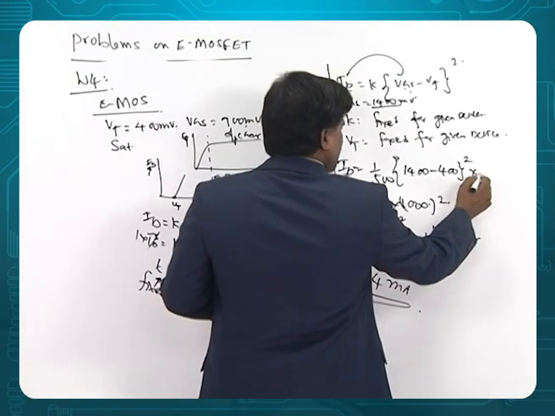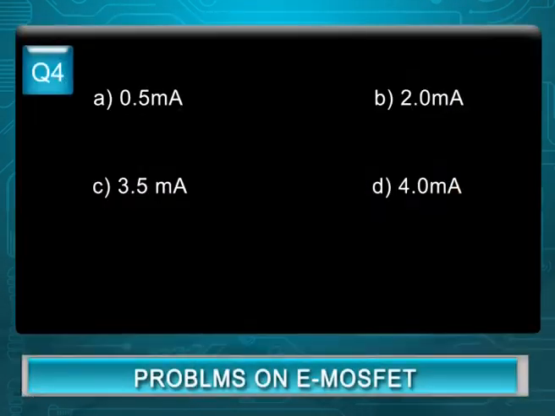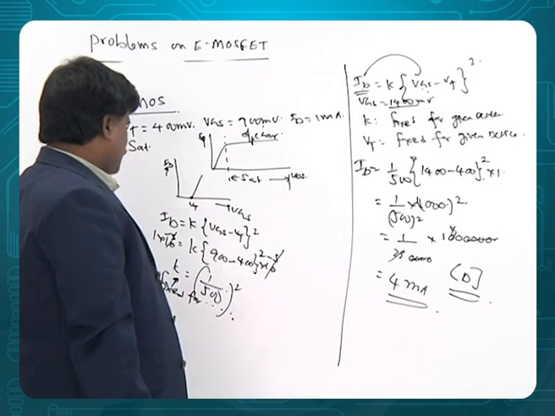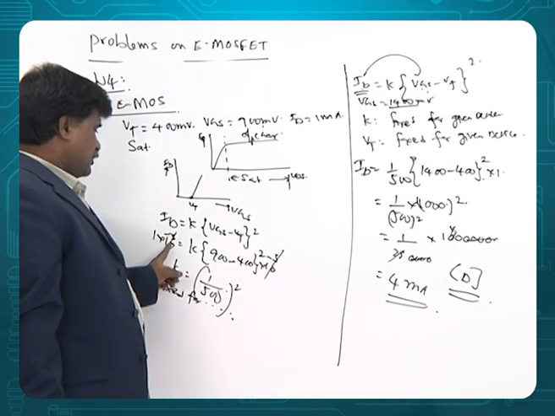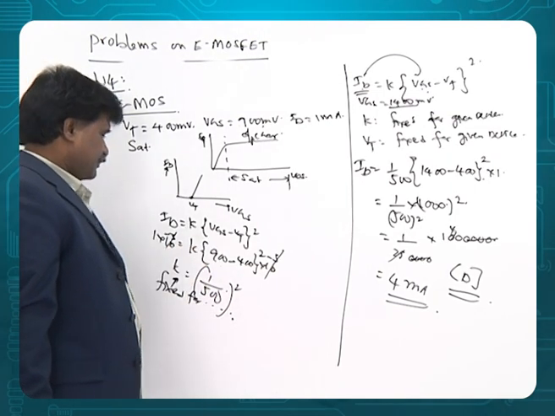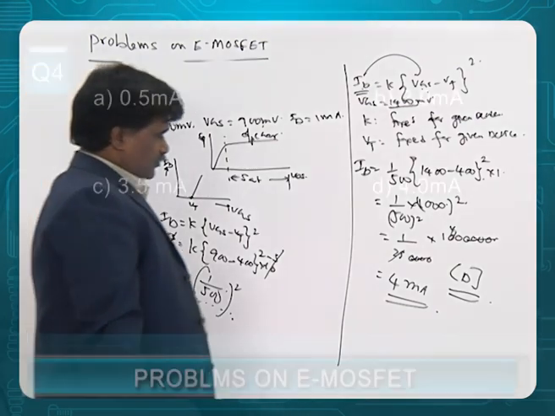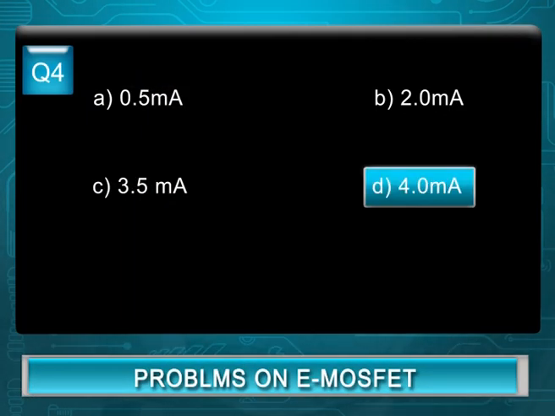Why? Because this milli we have taken common. And that's why the final option is D. The best way, always you can take this milli and milli cancel and go ahead. So that's the final answer, 4 milli.